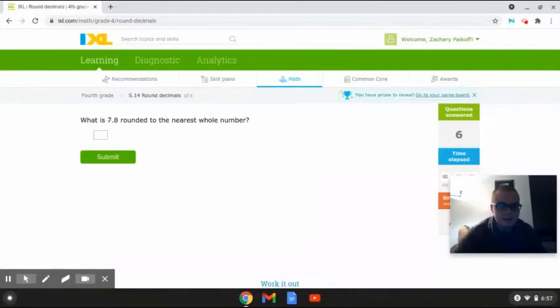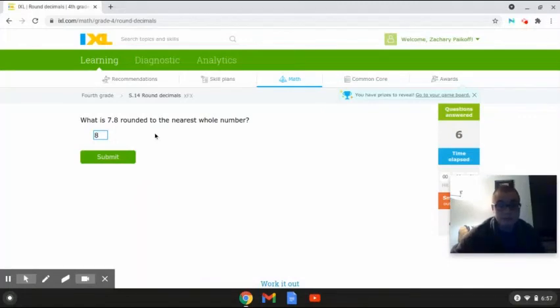Alrighty, so this last problem reads, what is 7.8 rounded to the nearest whole number? Alright, so in this problem we are given 7.8, and if we look, the number 7 is the key digit that we're going to be looking at, so that's the number that we're going to be rounding to. And we look to the right of the number 7, we have the number 8, and the number 8 is more than 5, so that tells me that this number is going to round up, and it will become 8.